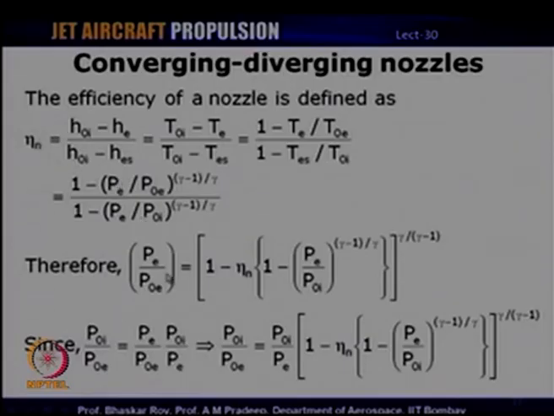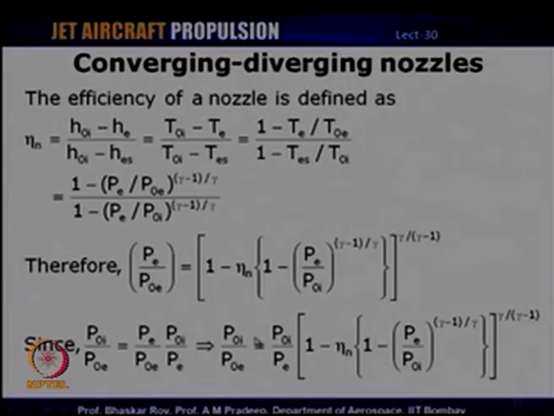other pressure ratio. So, the exit pressure to the exit stagnation pressure ratio is equal to [1 - ηn, which is nozzle efficiency, into (1 - (Pe/P0i)^((γ-1)/γ))], the whole thing raised to γ/(γ-1). Now, we can express P0i/P0e as Pe/P0e multiplied by P0i/Pe.